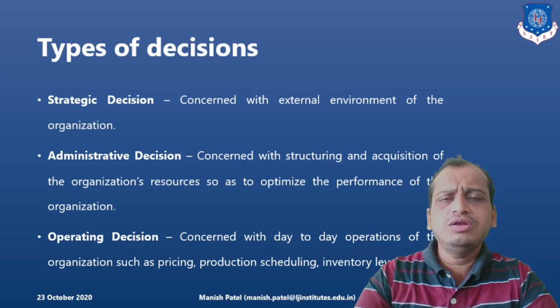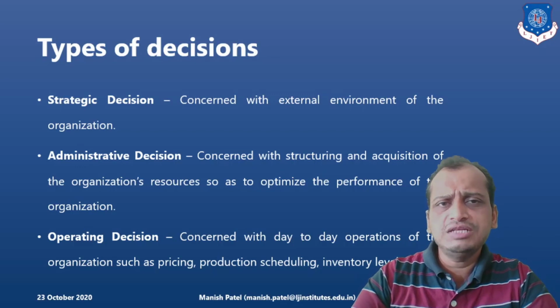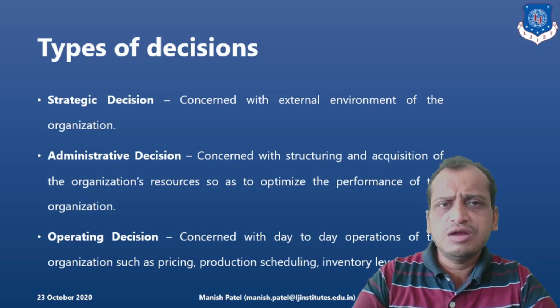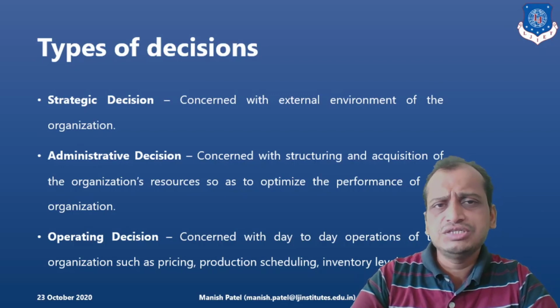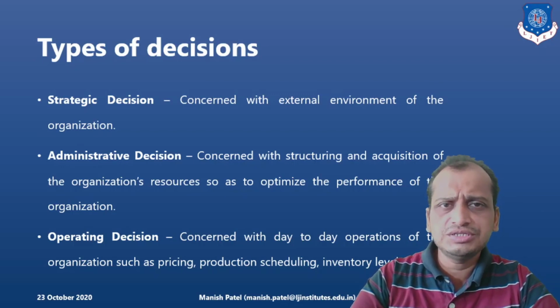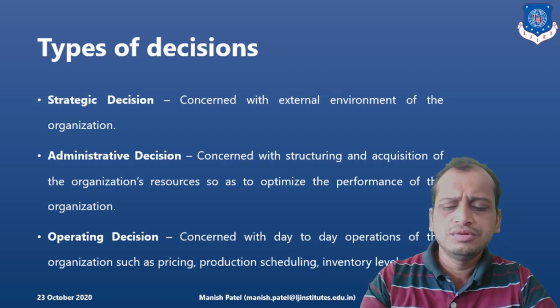So from the point of view of management, we have specifically 3 types of decisions. Strategic decisions, which depend upon the external environment of the organization. Administrative decisions, for structuring within the organization as well as the acquisition of resources which will be used in the organization. And finally, operating decisions, which are used for day-to-day activities, like inventory control, scheduling, production, and likewise.